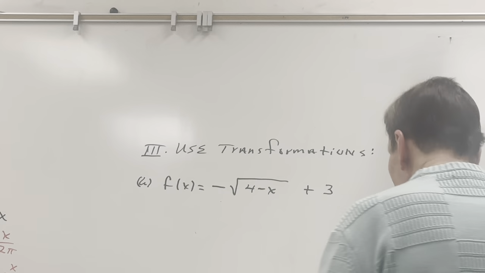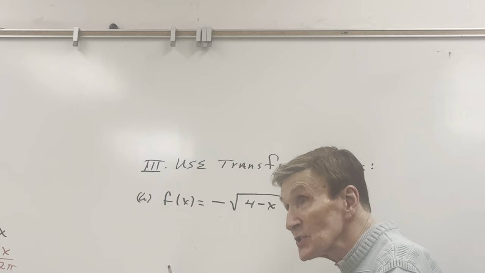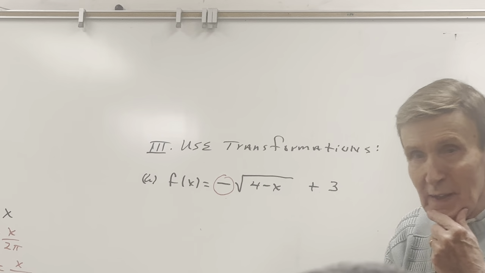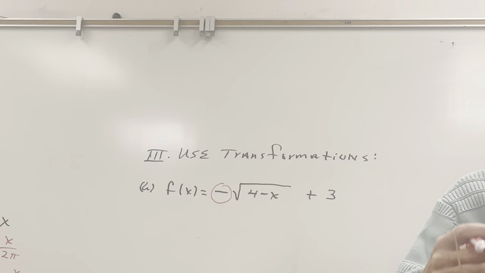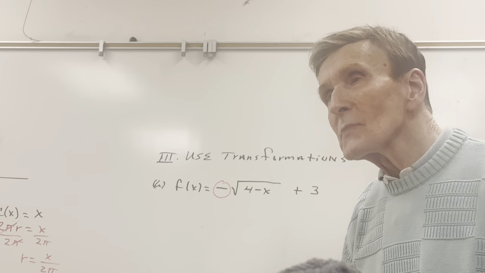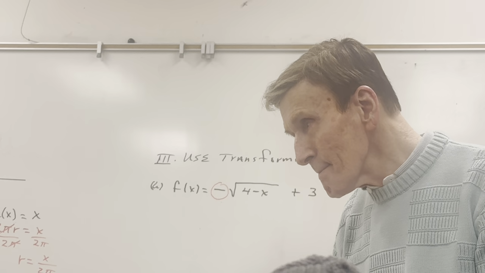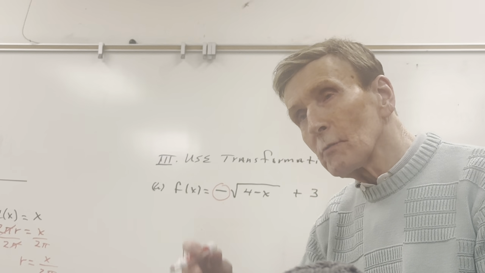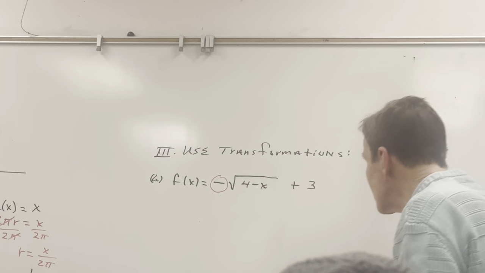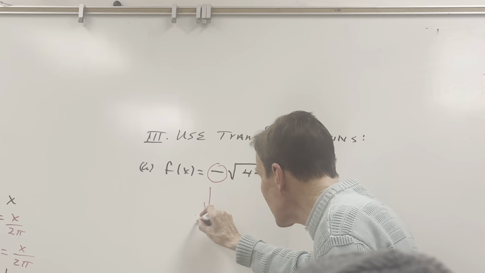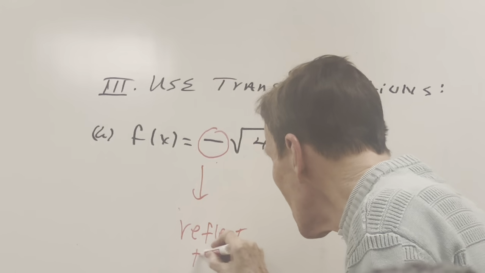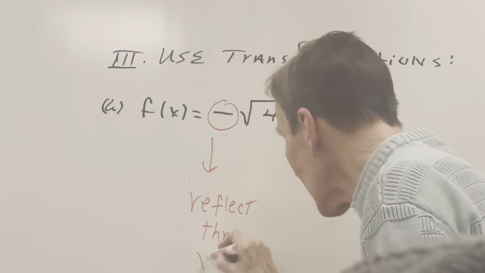I hope so. Can anyone tell me, I know you saw this yesterday with me, what the negative sign stuck out front might do in terms of a transformation? And we talked about this yesterday. It's going to be reflect. Now, are you going to reflect across the x-axis or across the y-axis? It depends. What do you think? X-axis. So this negative sign stuck out front is a reflection through the x-axis.